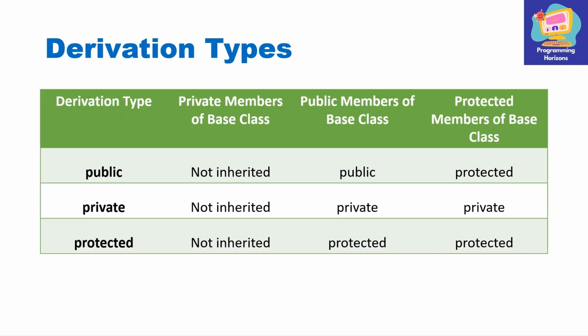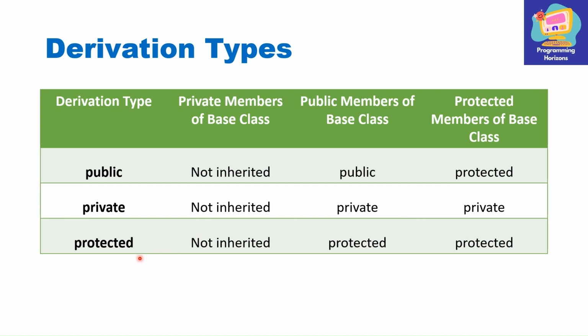We have following three types of derivation when it comes to creating a new class from an existing class. First derivation type is public. In this case, the private members of the base class are not inherited, while public members of the base class become public members of the derived class, and similarly protected members of the base class become protected members of the derived class. In the second case, when the derivation type is private, private members of the base class are again not inherited, while the public and protected members of the base class become private members of the derived class.